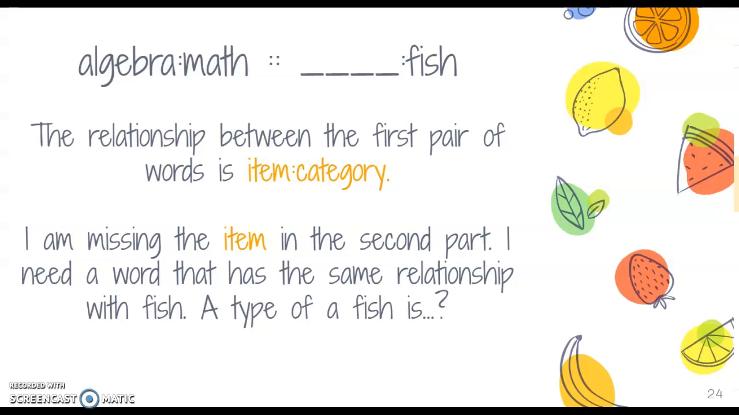Algebra is to math as blank is to fish. Now, I know that you guys have done algebra and geometry and other types of math this year, so I know that algebra is a type of math. This is item and category. Algebra is the item, math is the category. I'm missing the item in my second part, so I'm missing something that is a type of fish. What is a type of fish?